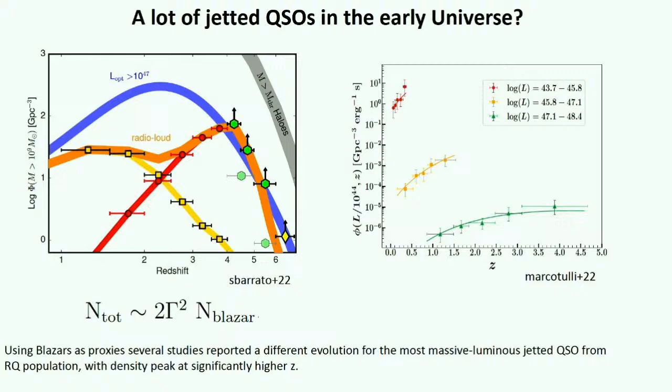This result is confirmed also independently with another sample by this paper here, where they find that the density evolution of the most luminous blazars has a peak at 4, like in this case, which is very different from the peak of the general population. So it means that in some sense the jet itself probably has a significant impact on the evolution of these systems.